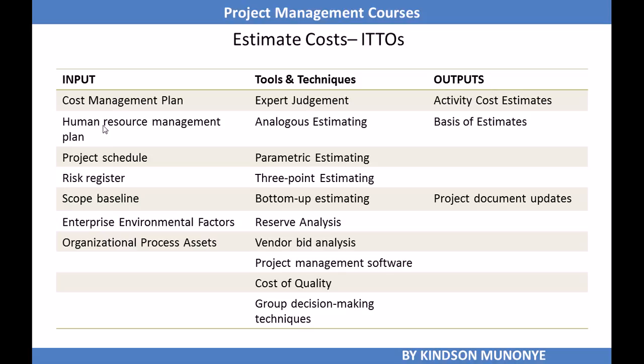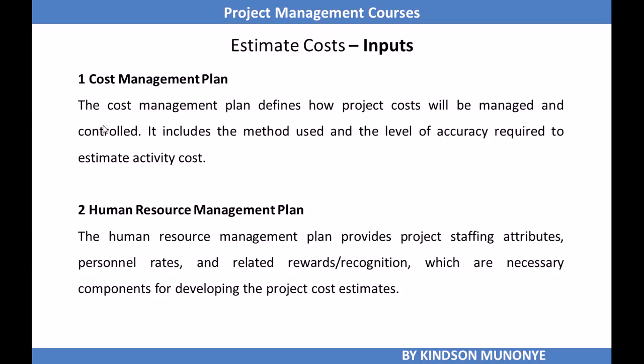We have expert judgment, analogous estimating, parametric estimating, 3-point estimating, bottom-up estimating, reserve analysis, vendor bid analysis, project management software, cost of quality, group decision making techniques. And we have the outputs to be activity cost estimates, basis of estimates, and project document updates. Let's now take a closer look.